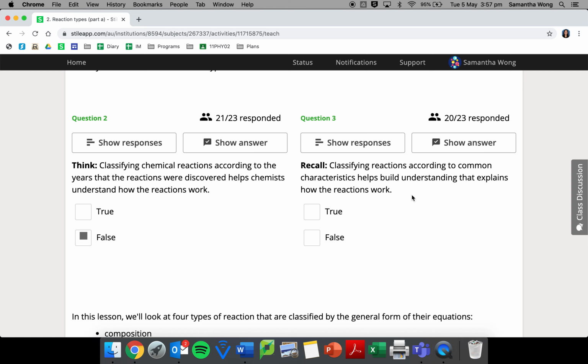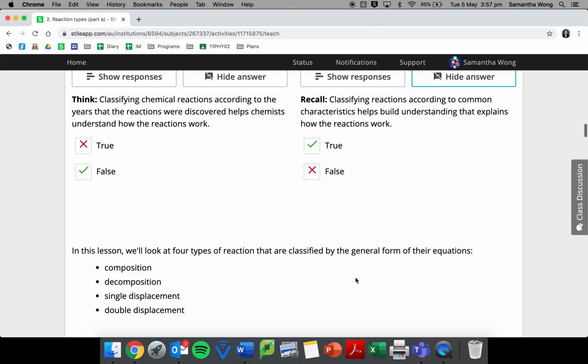Question 3. Classifying reactions according to common characteristics helps build understanding and explains how the reaction works. The answer for this one is actually true, and the reason for that is by grouping reactions together by features they have in common, scientists actually gain a greater understanding of how different types of reactions work. So I'll just show the answer for these ones here.